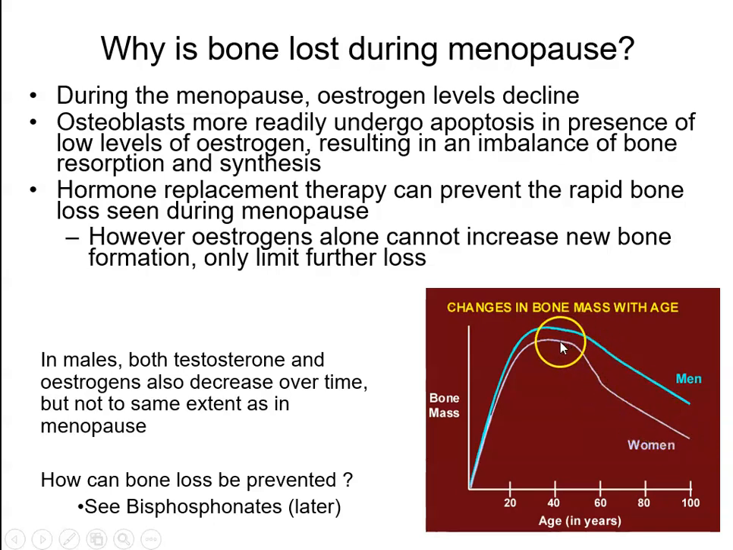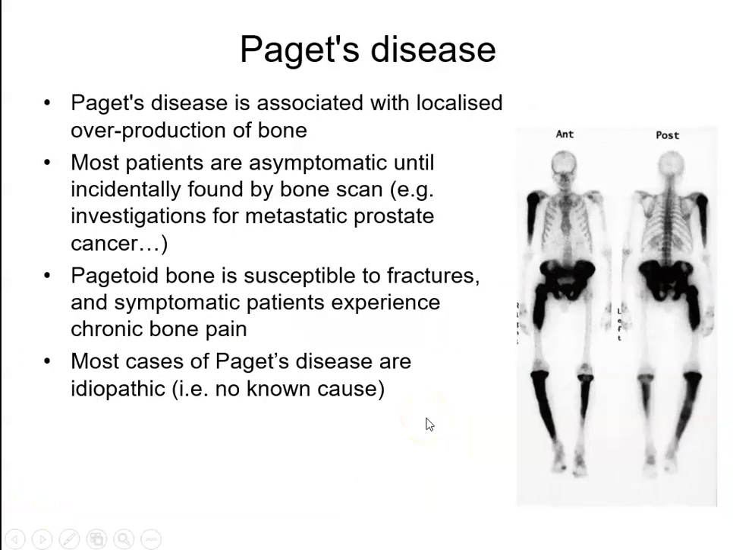So this is why this condition predominantly, not exclusively, but predominantly affects females, whereas in males, testosterone levels drive osteoblast survival, so they are to some extent protected from that. So men don't get away with it. Older men, if they suffer from any bone disease, it could well be Paget's disease of bone. So this is associated with a localized overproduction of bone.